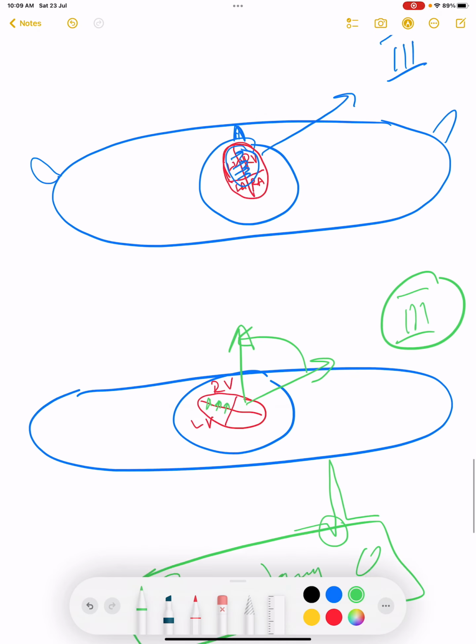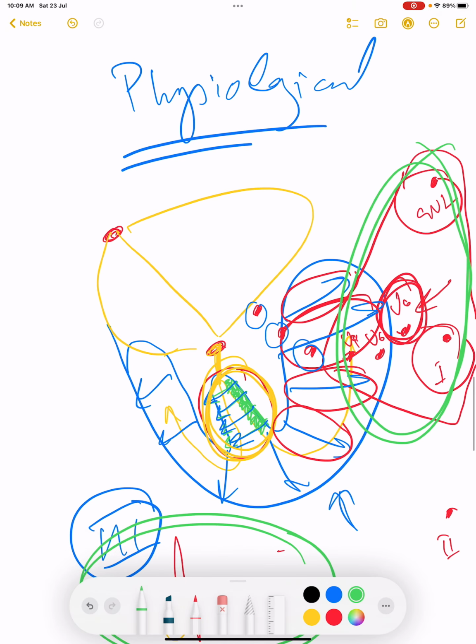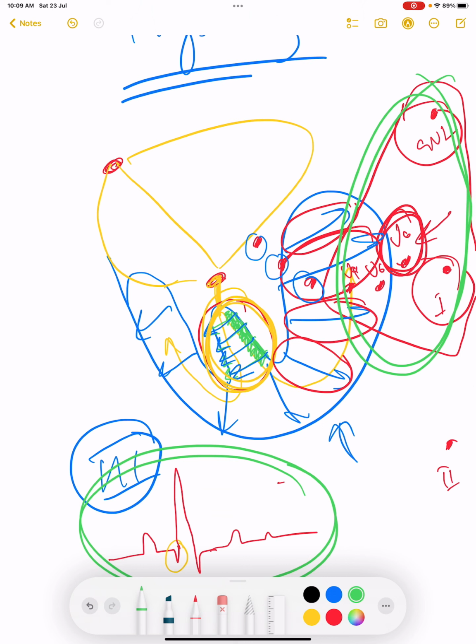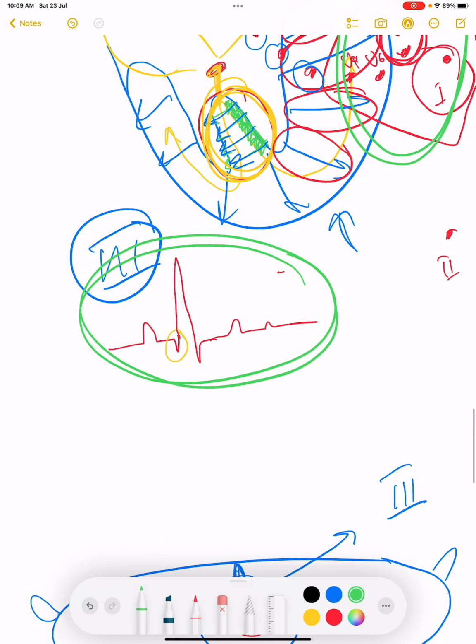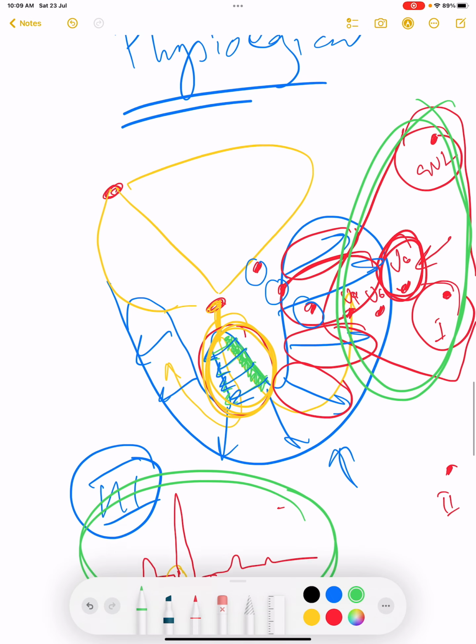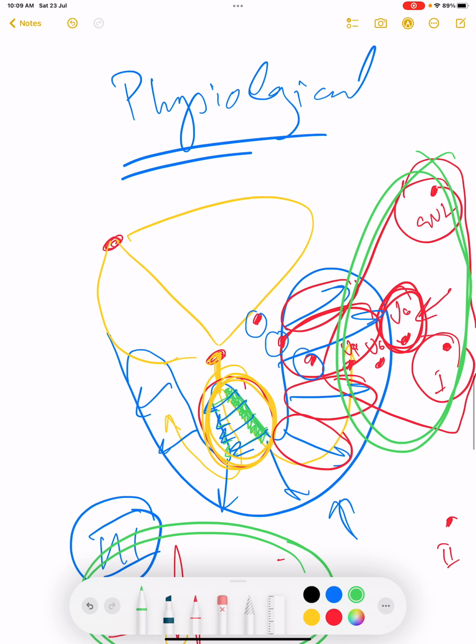So these physiological Q waves should be not more than 1 millimeter wide and not more than 2 millimeters deep. But if they are deeper or wider than this cutoff, again they will not be normal. So this was all about normal physiological or positional Q waves.